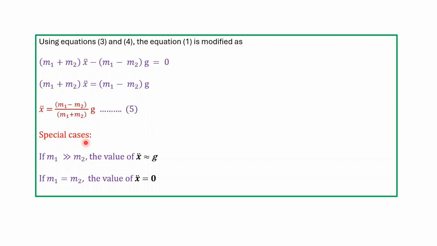Now we have to talk about the special cases. If m1 is far greater than m2, the value of x double dot is almost equal to g, because if m1 is far greater than m2, m1 minus m2 is almost m1, and m1 plus m2 is also almost m1. So m1 gets cancelled, then x double dot is almost equal to g. If m1 equal to m2, then the acceleration x double dot equal to 0. That's all about the Atwood's machine.